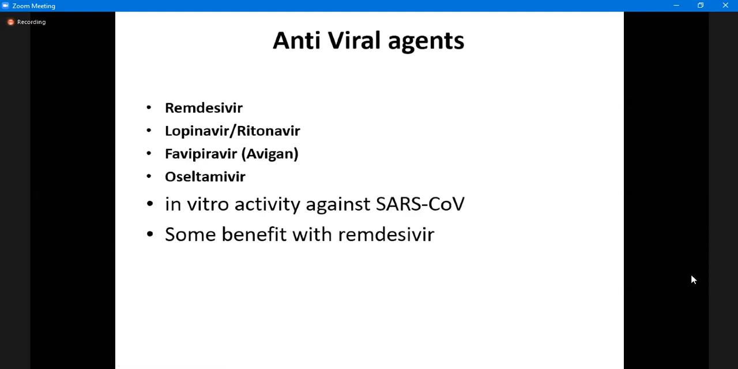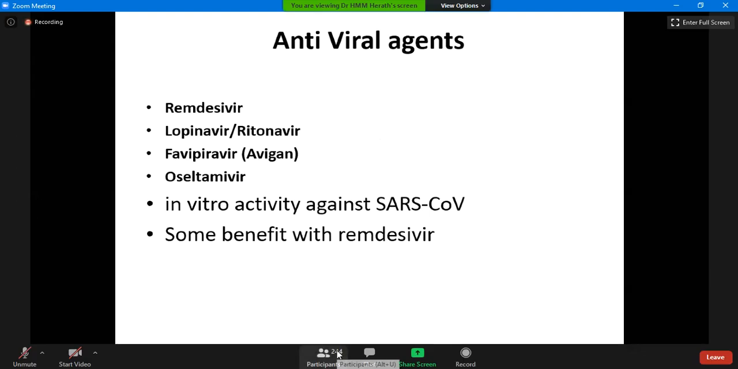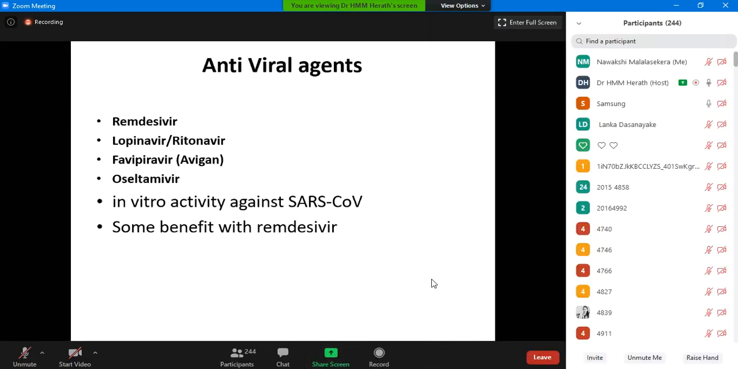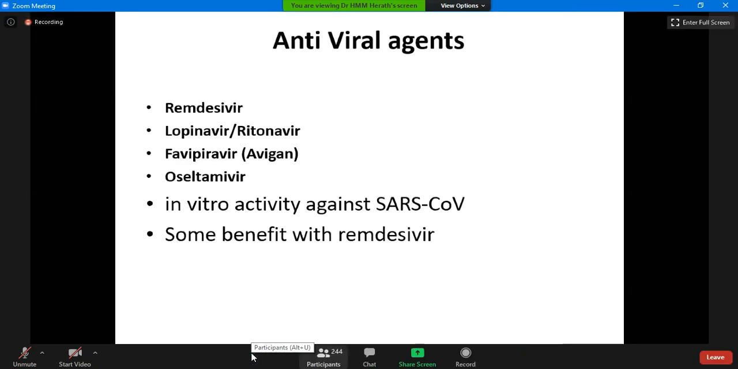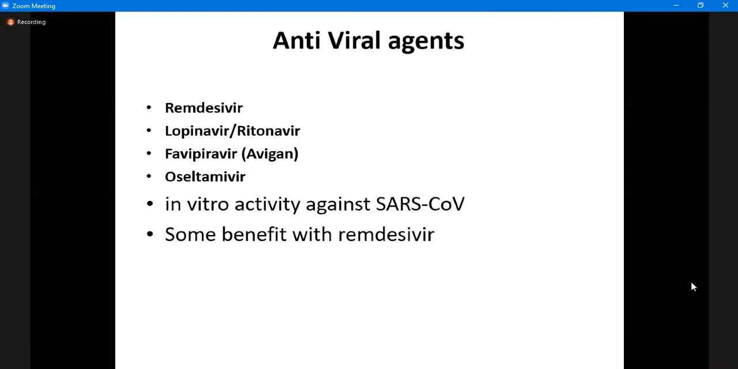Then antiviral agents. There are several antiviral agents which have been used against COVID-19, of which remdesivir is the most famous one. I think you all must have heard about remdesivir. Remdesivir is one of the antiviral agents which was tried against Ebola. But anyway, there were a few clinical studies done against COVID-19, and there was some benefit of remdesivir.